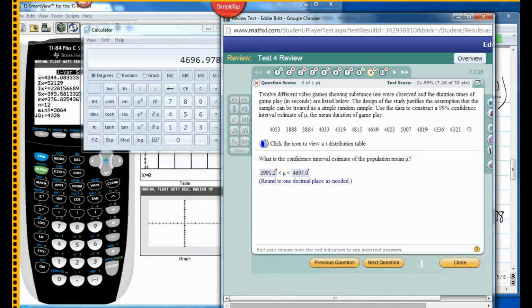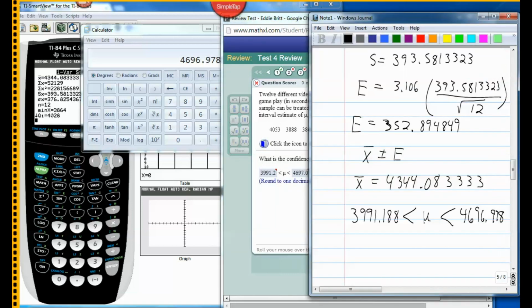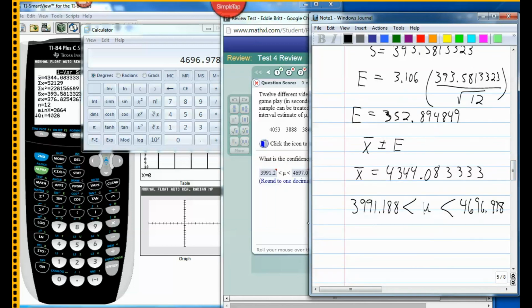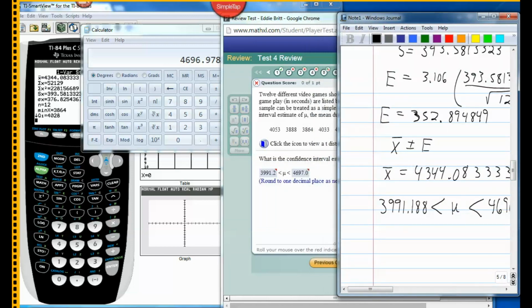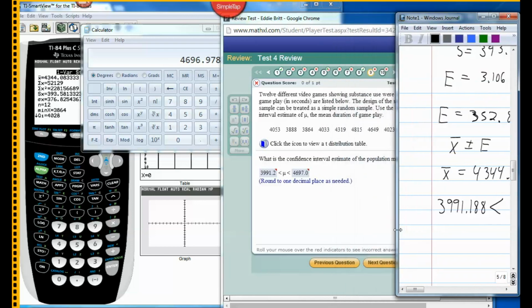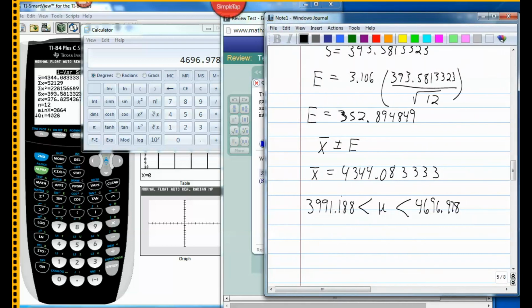Alright, come back to my problem. Well, they rounded to 1 place, so I didn't get it wrong as far as all my calculations, so that's good, but I rounded wrong. So always read the directions. Let's see. If I round to 1 decimal, that means I'm rounding right here, so this will be 3991.2 and 4696 point, oh, well, that was a 9, so that's going to go up to a 7. Alright, and so that is my confidence interval.